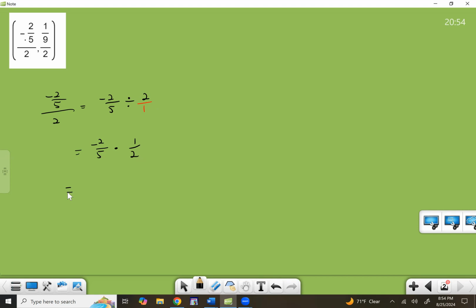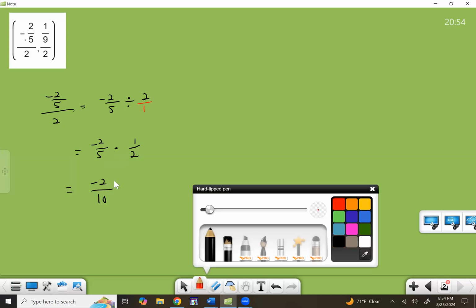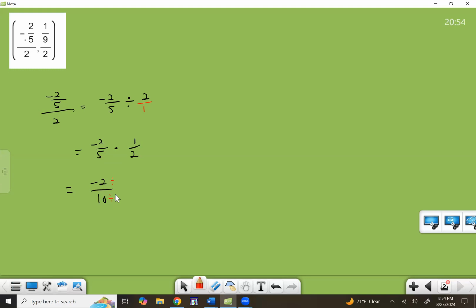There are 2 ways to take it from here. You can multiply straight across. So -2 times 1 and 5 times 2, which is 10. You are going to have to remember to reduce in the end, though. We can see that 2 will divide into both of these numbers. So -2 divided by 2 is -1, and 10 divided by 2 is 5. So that's going to be the x coordinate.